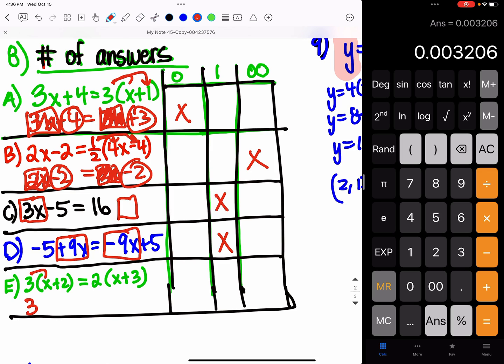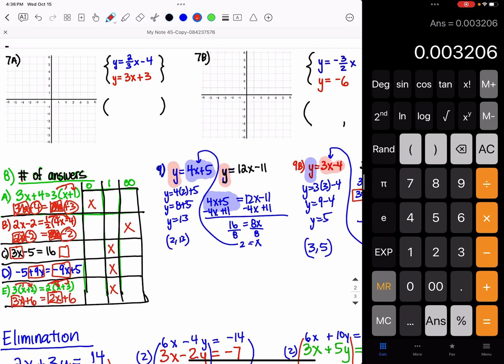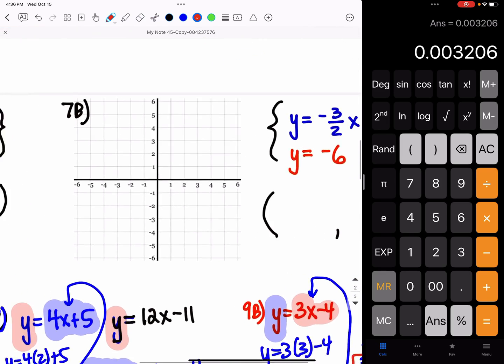Over here, 3x plus 6 equals 2x's plus 6. Oh, wait, I have 3x's on this side. I have 2x's on that side. They do not kill each other off. And again, one answer.